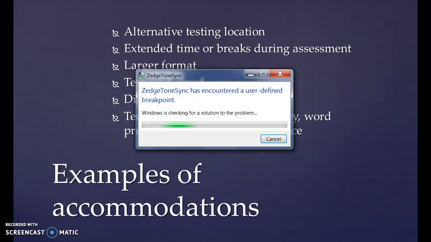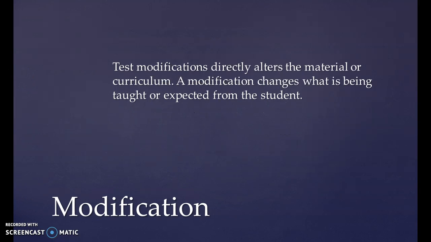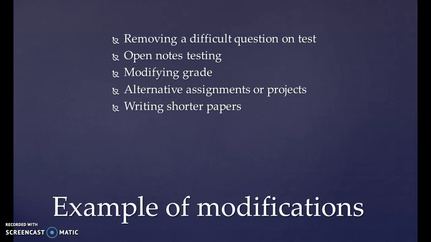Okay, so now let's talk about modification. A test modification directly alters the material or curriculum. A modification changes what is being taught or expected from the student. So there could be objectives within the lesson that you gave your student that you would not be assessing the student on, and that would be a modification.